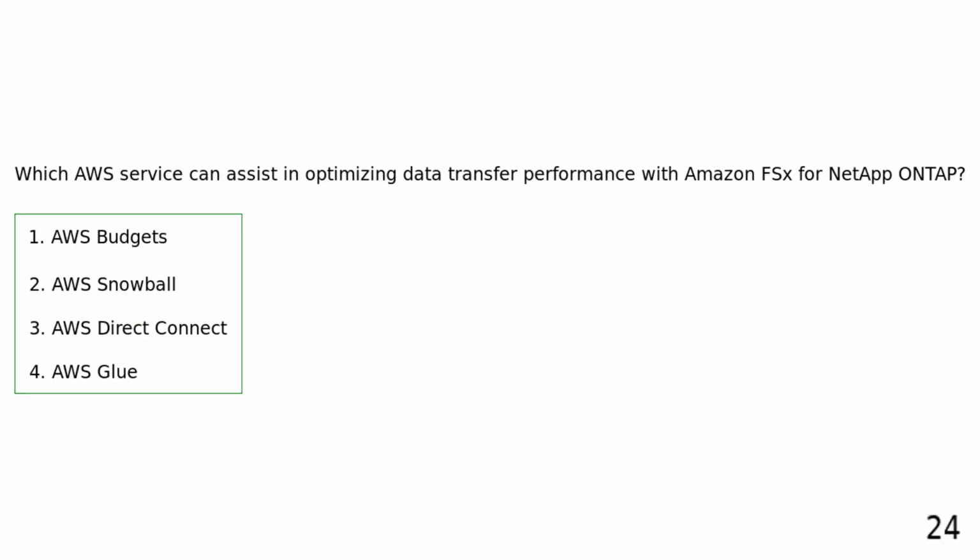Which AWS service can assist in optimizing data transfer performance with Amazon FSx for NetApp ONTAP? AWS Budgets. AWS Snowball. AWS Direct Connect. AWS Glue. AWS Direct Connect can optimize data transfer performance with Amazon FSx for NetApp ONTAP.